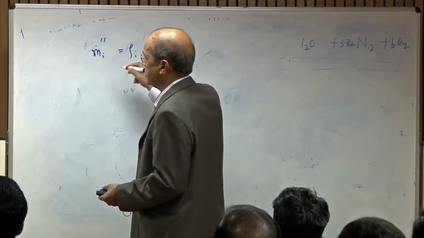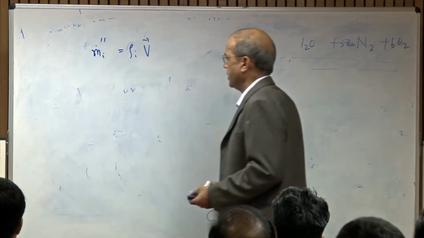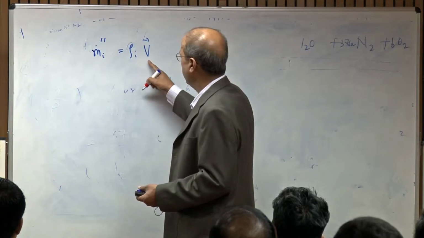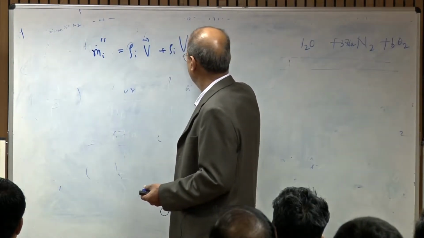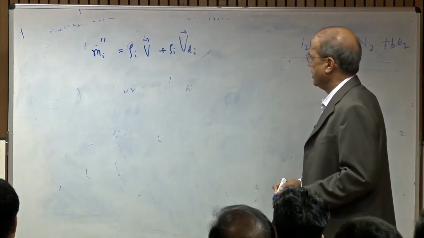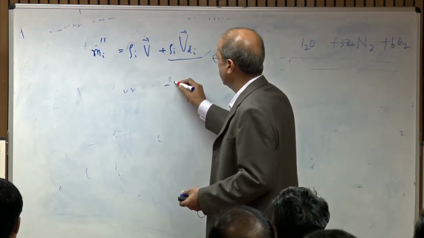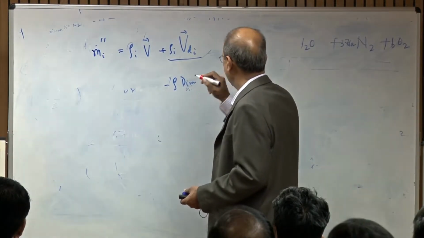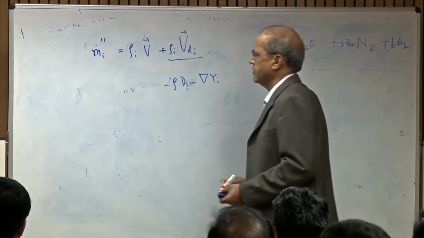So in the vector form, this is a vector. So density of species I, the mixture velocity, then rho I VDI. And this rho I VDI we write as minus rho di m and then the gradient of yi, right?